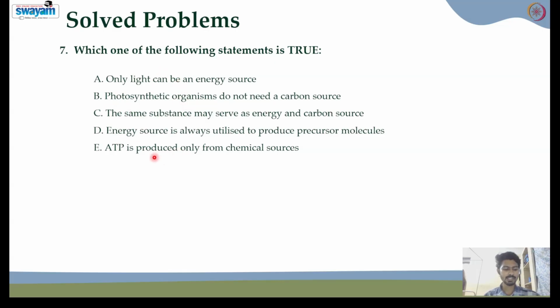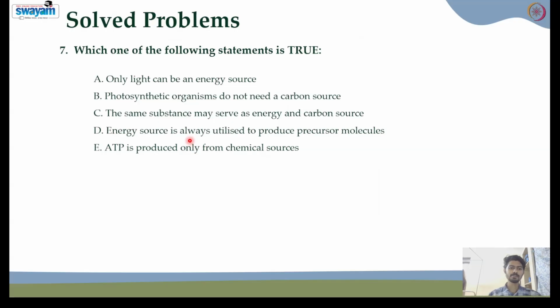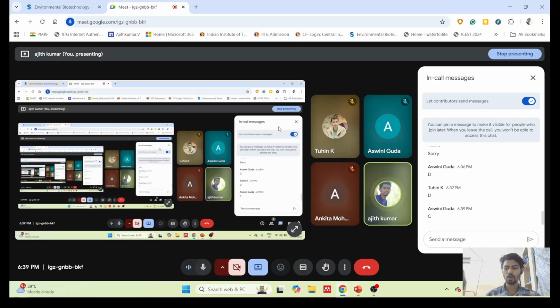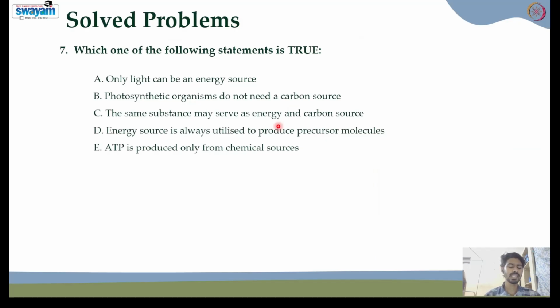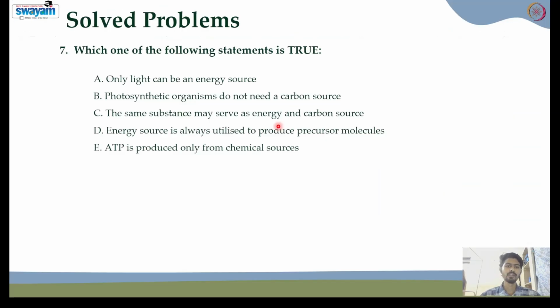You can post your answers. Option C, okay. The same substance may serve as energy and carbon source. So any other answer? Any other answer? You can take your time. So which one of the following statements is true?